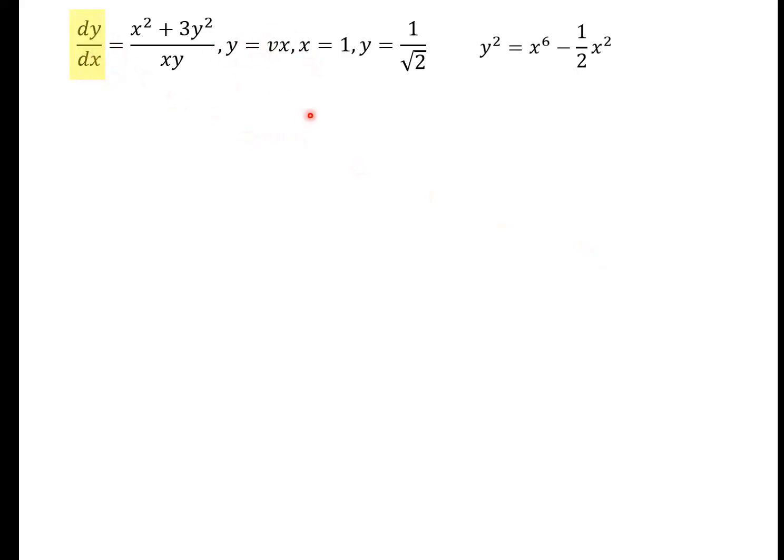We use this substitution. So dy by dx, I need to use the product rule because v is a function of x, it told us. So I differentiate the v and multiply by the x, and then differentiate the x and multiply by the v, which will give me just v. So the left hand side here is just x dv over dx.